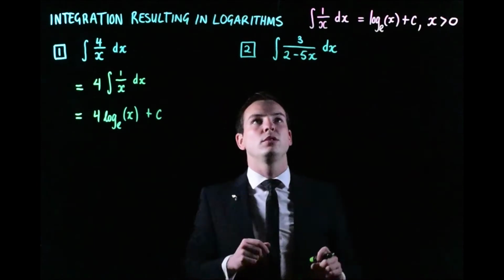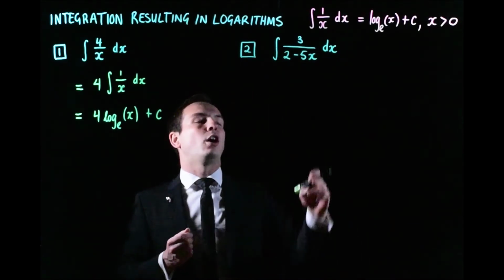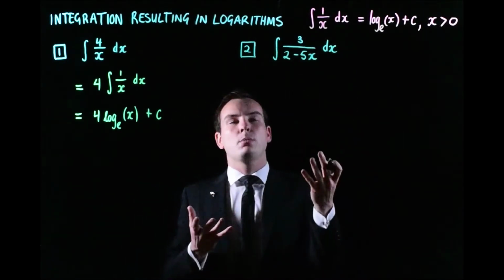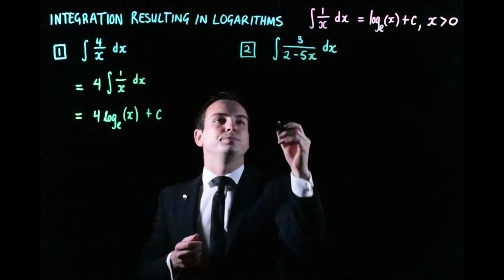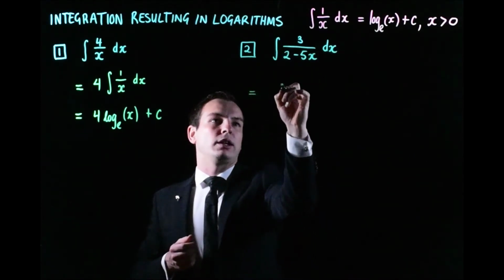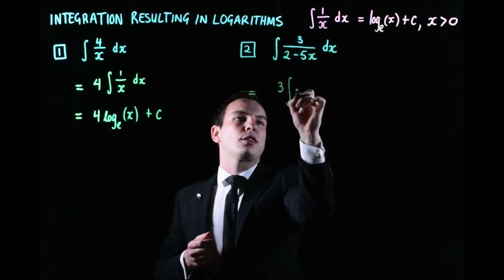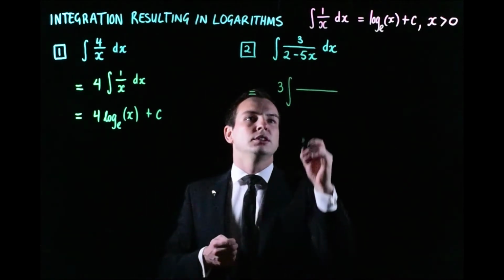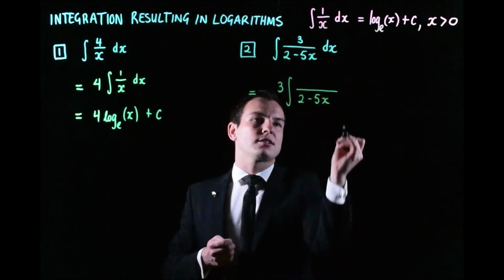For part 2, the problem is a little bit more complex, but it still fits the pattern of integrating a function like 1 on x dx. So we'll now manipulate this expression slightly so that we can apply this rule. So I'm going to write this as equaling 3 times the integral. And that 3 is simply the one on the top line, that constant that I can bring out the front. And we'll leave the bottom line as 2 subtract 5x.